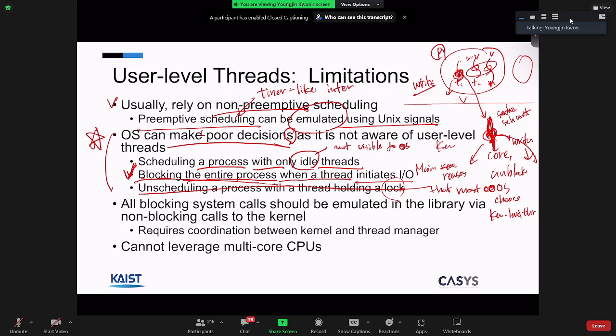To address this issue, there's some research showing that a blocking system call can be emulated in the library via non-blocking system calls to the kernel. But to do this, please take a look at the scheduler activation paper.